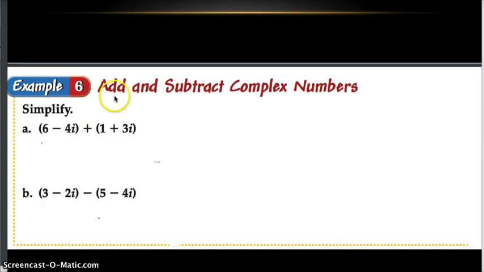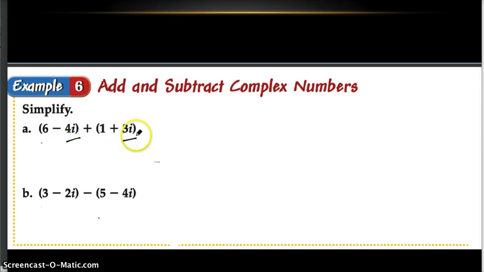So that example wasn't too bad. Let's look at example 6. We're going to add and subtract complex numbers. Now, the cool thing about adding and subtracting complex numbers is that it's easy. In this case, we're going to treat i like a variable, and we're just going to join like terms together.